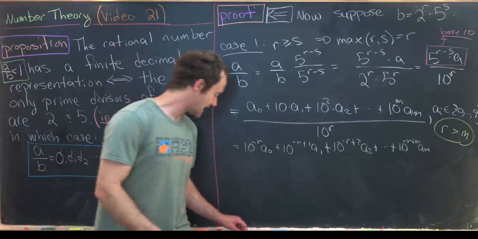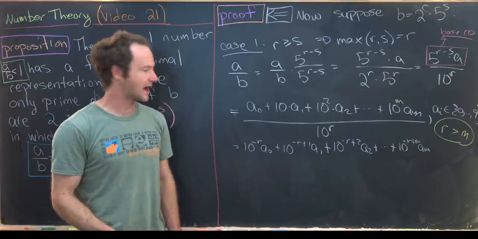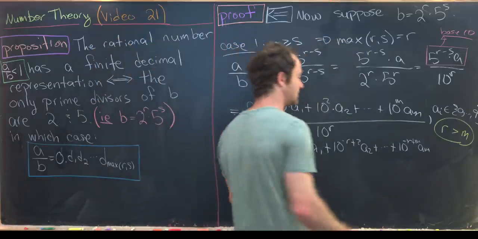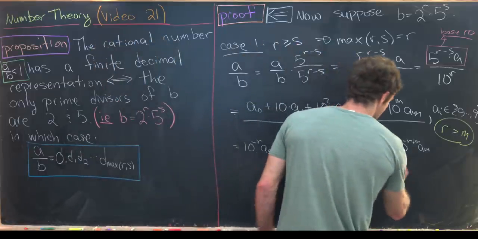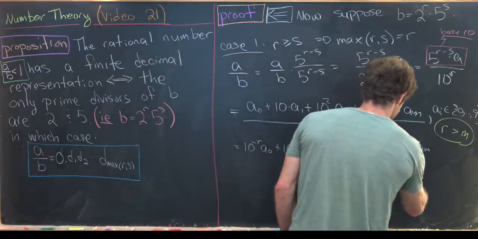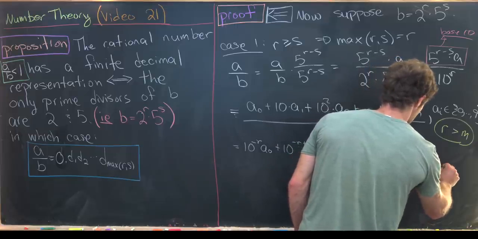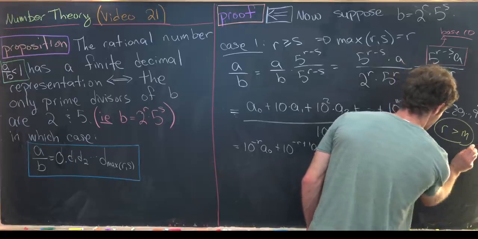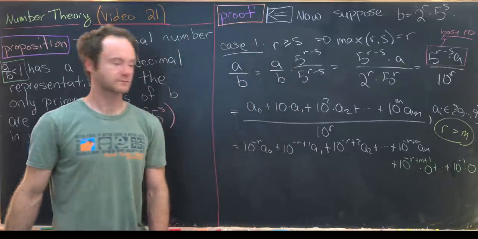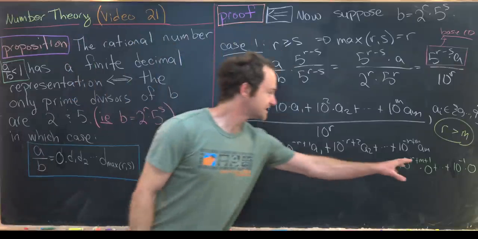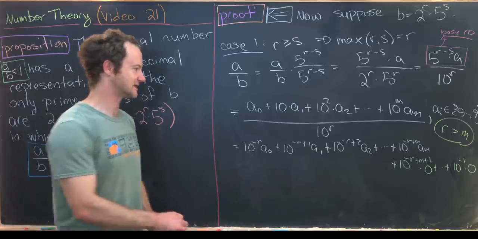Great. And then next, I'm going to add on a bunch of zeros. And how many zeros will I add on? Well, I'm going to add on until I get to the a_r term. So next, I'll have 10 to the minus r plus m plus 1 times 0, plus all the way up to 10 to the minus 1 times 0. Okay, great. But now this is exactly the reverse expansion of what we would write down as a decimal.